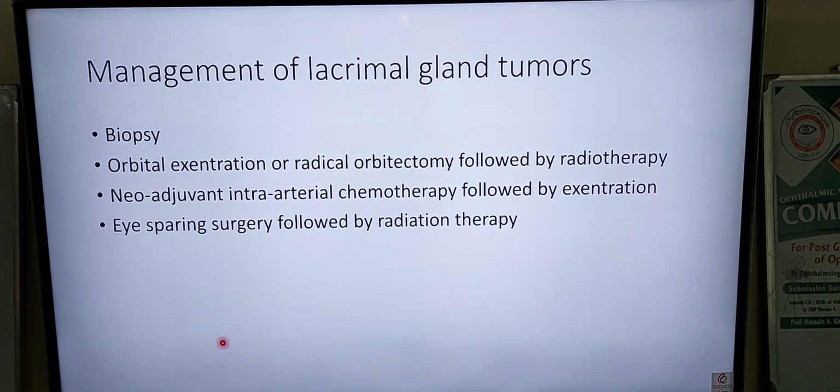The basic management of all lacrimal gland malignant tumors is biopsy, the first step. Secondly, we have to perform primarily orbital exenteration or radical orbitectomy followed by radiotherapy. Neoadjuvant intra-arterial chemotherapy followed by exenteration is another option, and radiation therapy may be done alone.